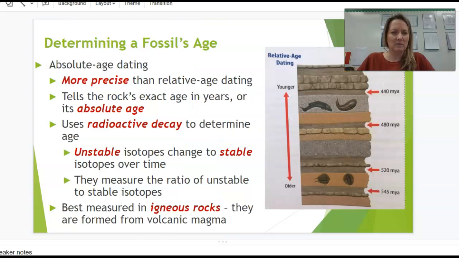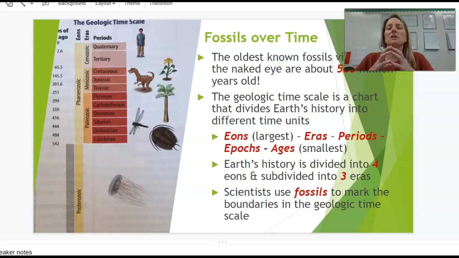And now we're going to look at fossils over time. The oldest known fossils that are visible to the naked eye, you don't have to use a microscope to see them, are 565 million years old. That's old. The geologic time scale is a chart that divides Earth's history into different time units.